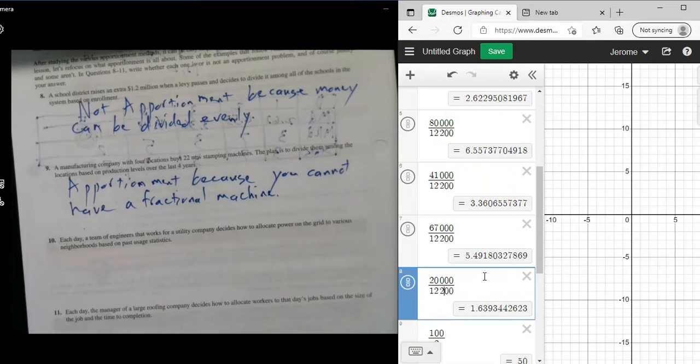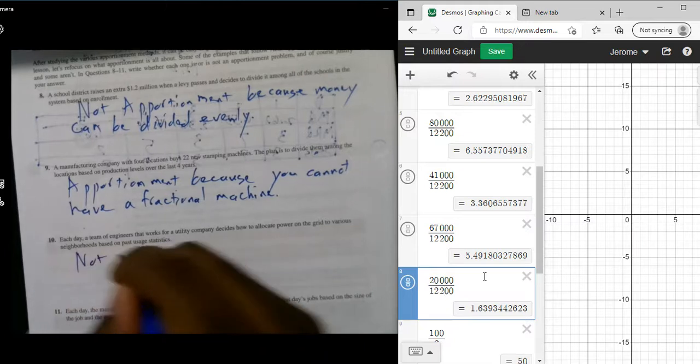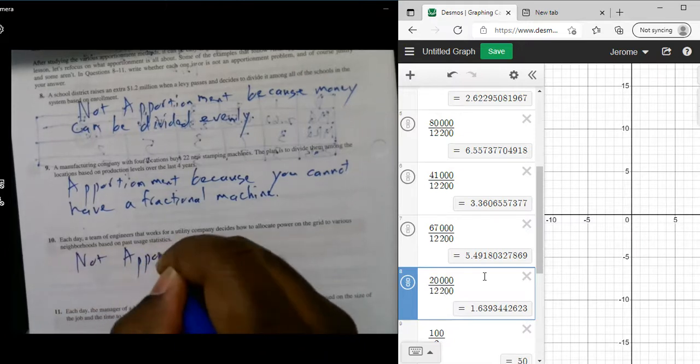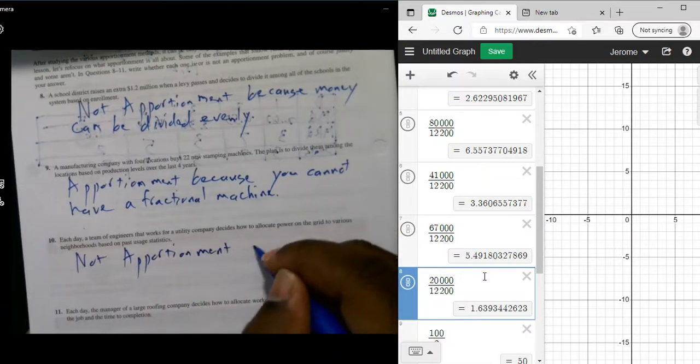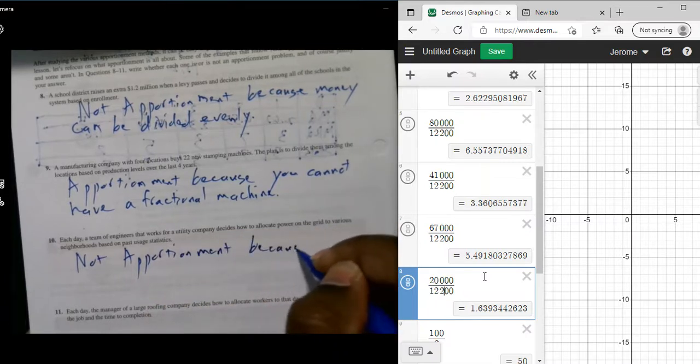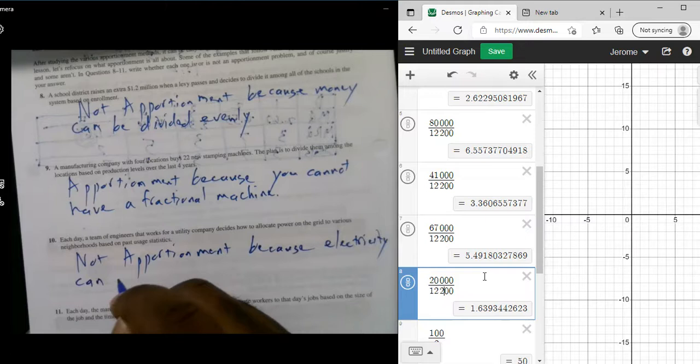Okay, number 10. Each day, a team of engineers that works for a utility company decides how to allocate power on the grid to various neighborhoods based on past usage statistics. This is not apportionment because electricity can be divided evenly.